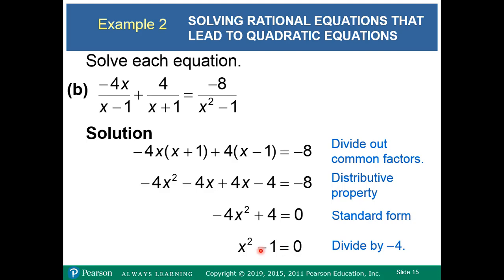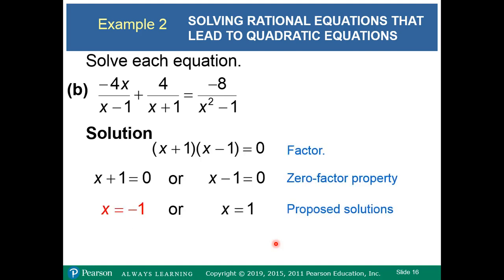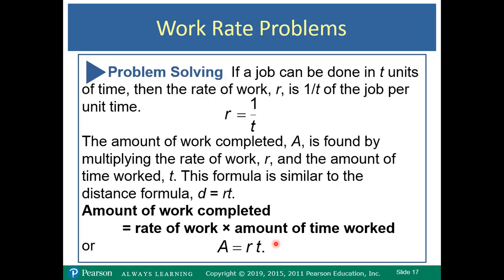Here I would just add 1 to both sides and use the square root property. And so there's no solution to this for the same reason as the other one, because both of those are restricted values.